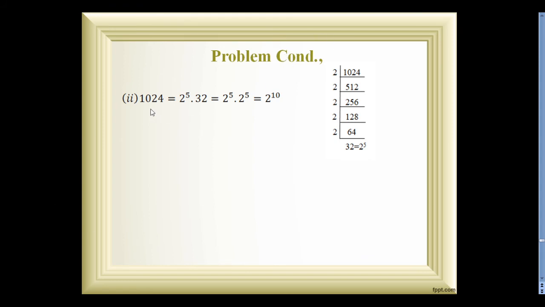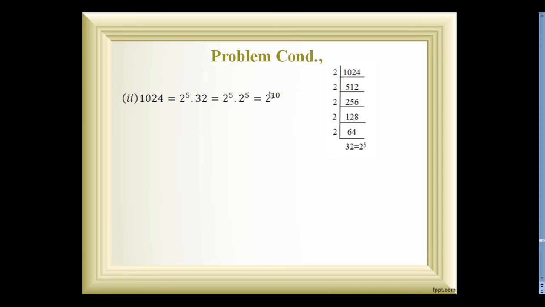Now the second problem, 1024. Here 1024 is an even number, so I can start from 2. So 2 times 512 is 1024. Again by 2, 2 times 256 is 512. Then 2 times 128 is 256. Then 2 times 64 is 128. Then 2 times 32 is 64. Continuing the same process, it is divisible by 2. So 32 can be written as 2 power 5, or you can continue the factorization until you get the last prime.